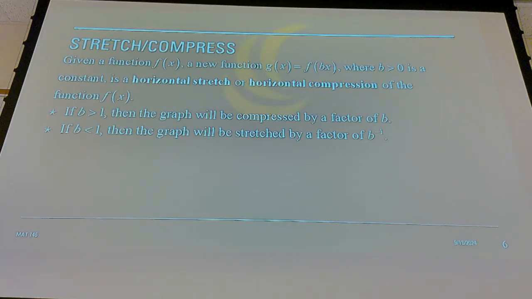Okay, so notice with the horizontal, the shift for horizontal works opposite of what you would think. If you have f of x plus h, you're not shifting to the right, you're shifting to the left. It's the opposite of the vertical. And the same thing here. It's the opposite of what you would think. If b is greater than 1, it is not a stretch. It is a compression.